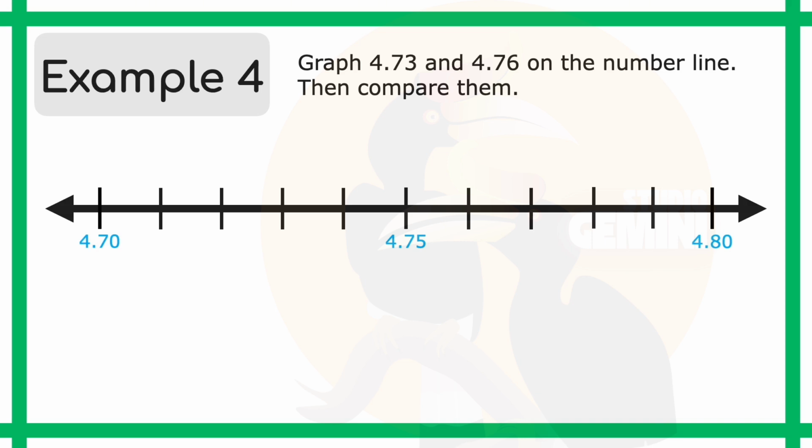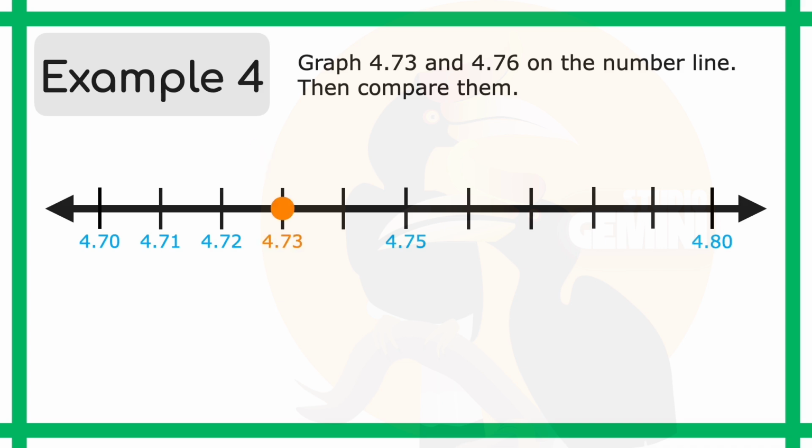It is split into 10 equal parts, so the size of each part is 1/100th. This means we will count by hundredths when placing our points on this number line. Let's graph our first point, 4.73. We'll begin at 4.70 and move forward until we reach 4.73. Moving forward once by 1/100th, we come to 4.71. Next is 4.72, and then we reach 4.73.